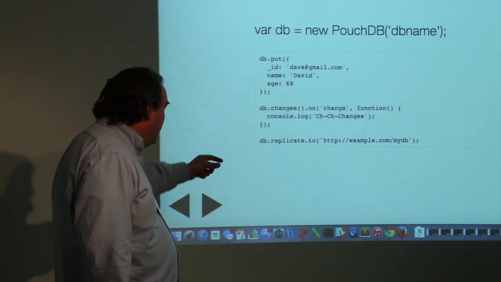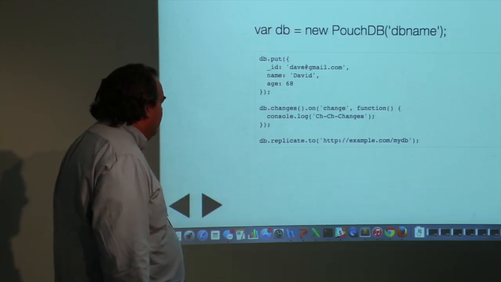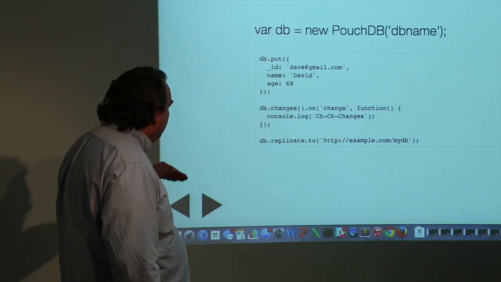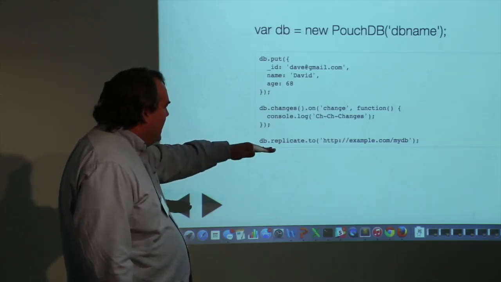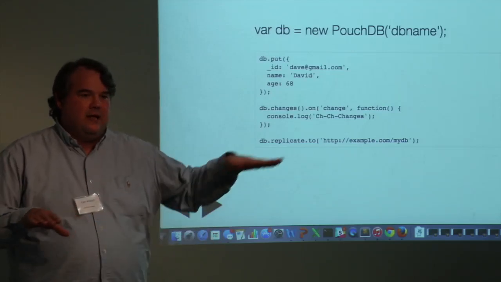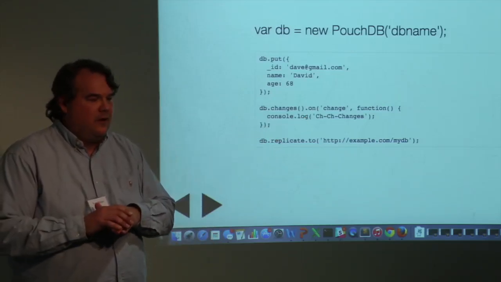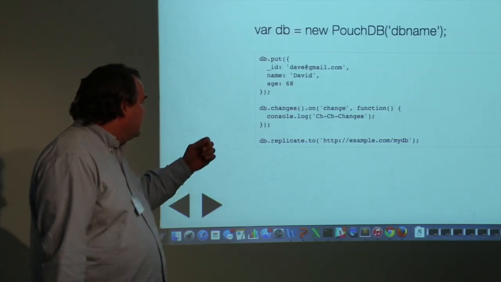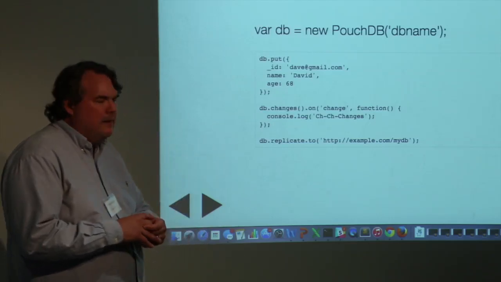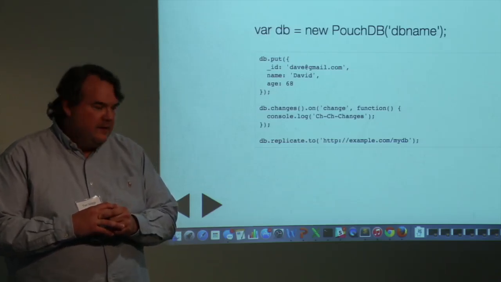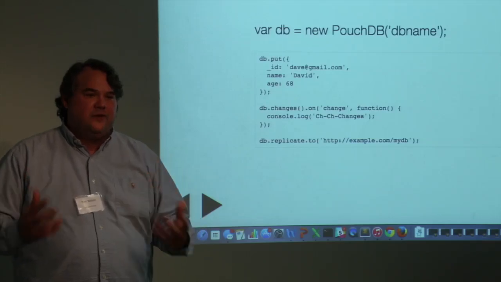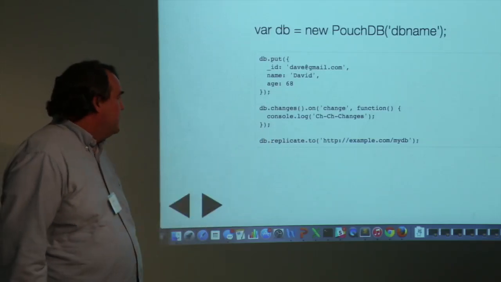And then the last line here is replicate to. So when you call that line in PouchDB, immediately everything from your local database will sync and replicate to your server database, all of your changes. And you also have what's called a changes feed, which is not common on a lot of the databases today. Basically, every time there's a change in your database, you get notified. You can handle that change.